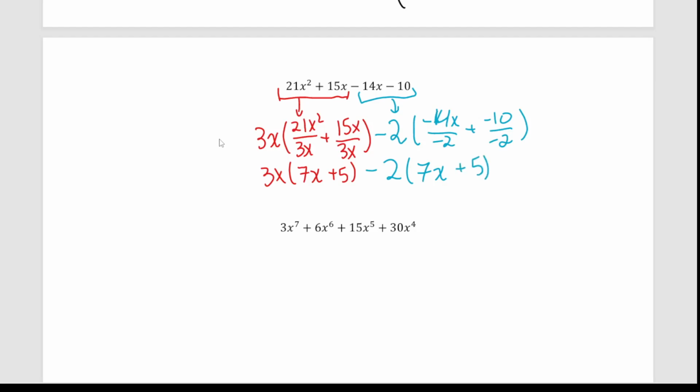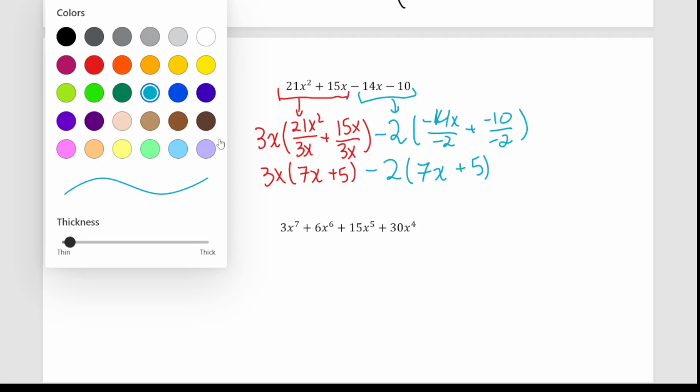Had I simply factored out a positive 2, I would have had a negative 7x minus 5 in parentheses, which would have almost matched my other group of parentheses, which would have told me to factor out a negative instead. So if the parentheses match except for the sign, try factoring out a negative instead of a positive. But these match exactly, which is great.